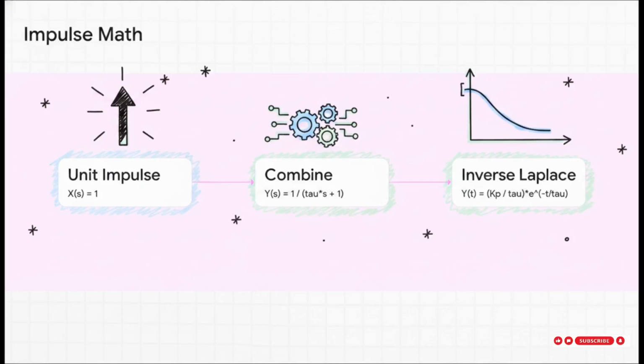When we pull this back into the time domain using the inverse Laplace transform, we get Y(t) equals K_p over τ multiplied by e^(−t/τ). What does this actually mean physically? Well, it means the output doesn't start at 0 and climb.